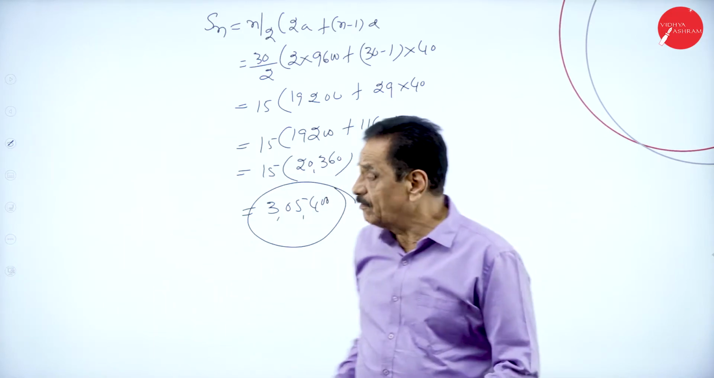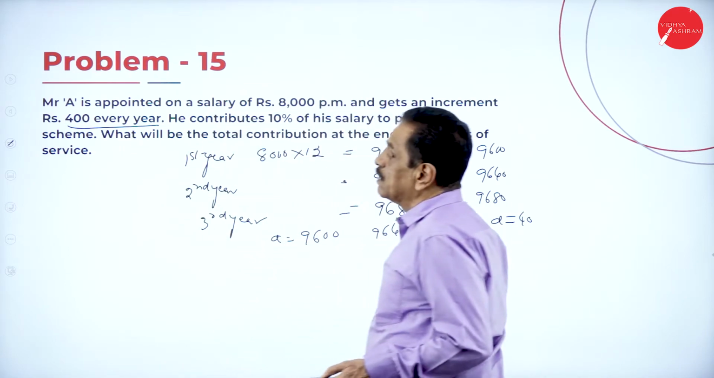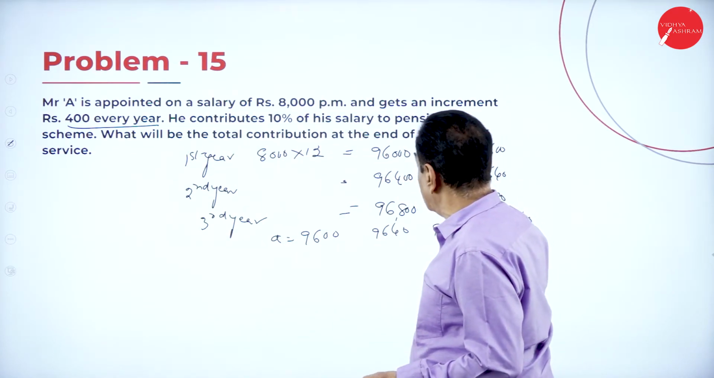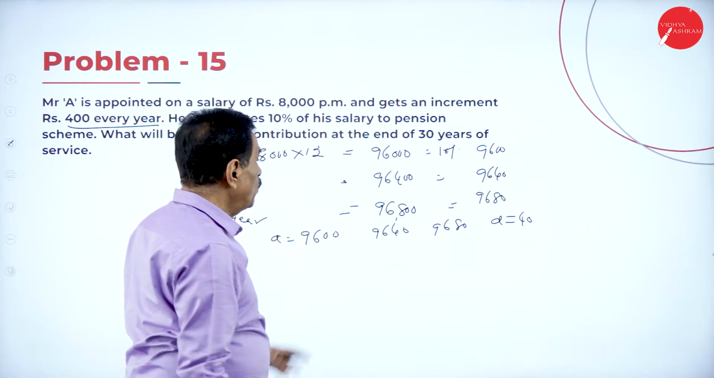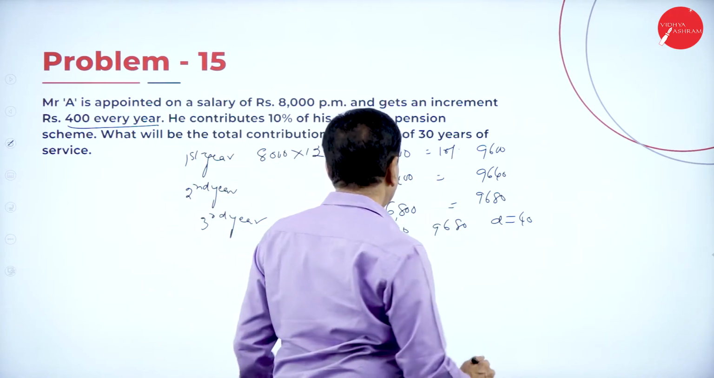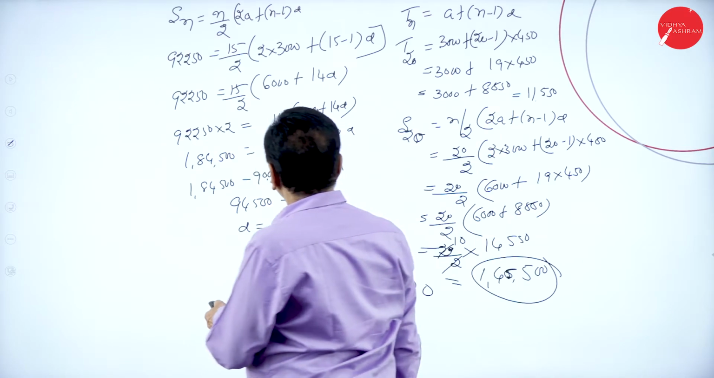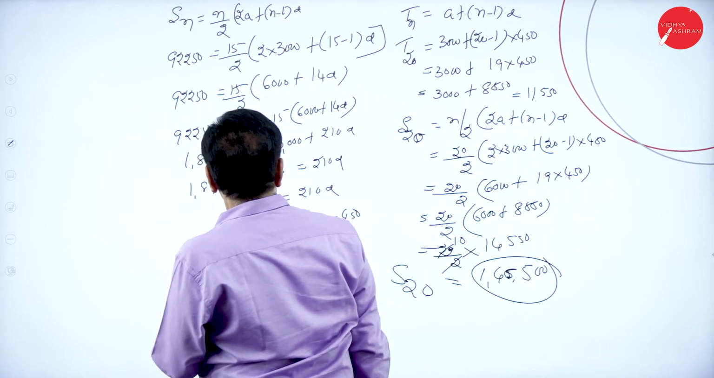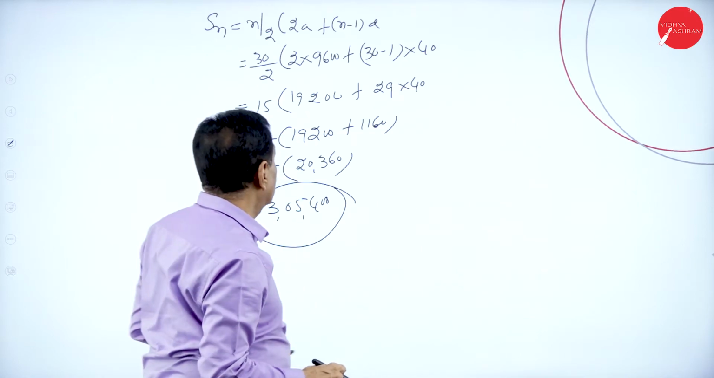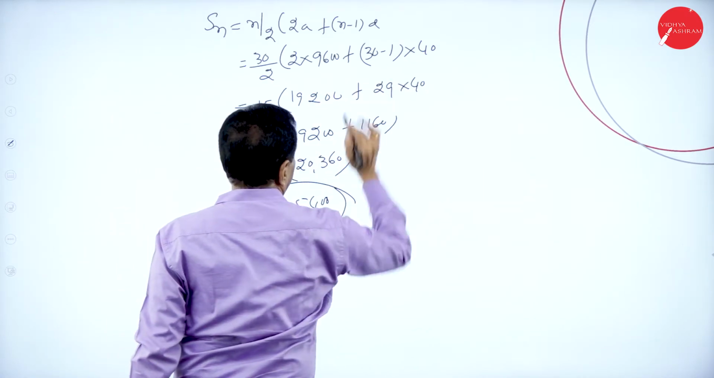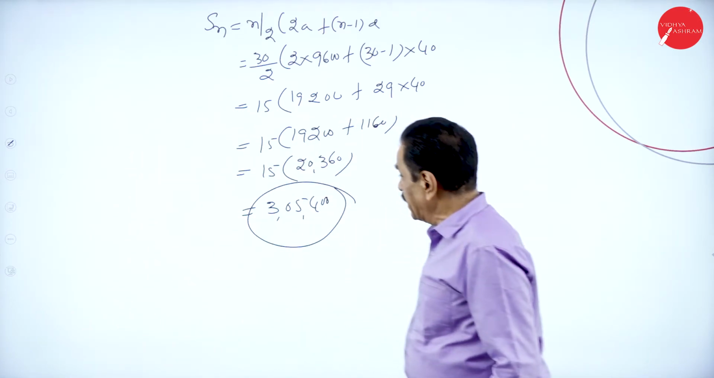How did I do this? 8,000 per month means 96,000 per year, not per month. Per year it goes 96,000, 96,400, 96,800, with a difference of 400. So 10% of it is 9,600 for the first year, which I have taken as a. The difference of 400 means 40 rupees at 10%. That's all. The answer is 3,05,400.